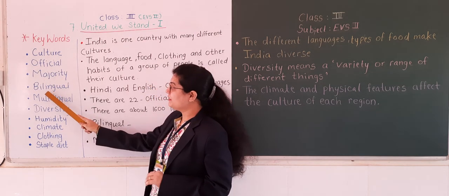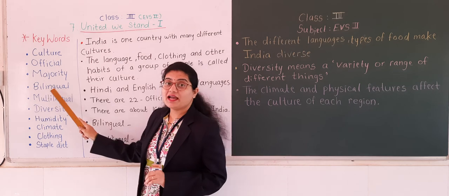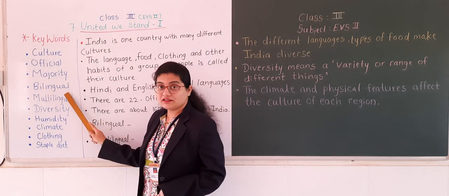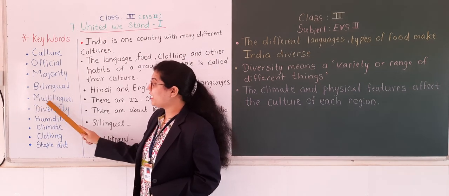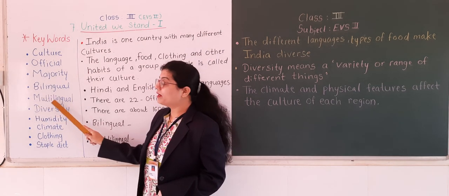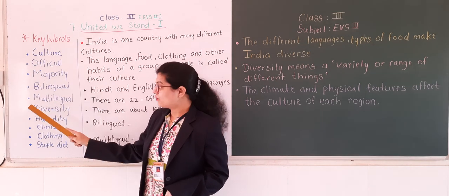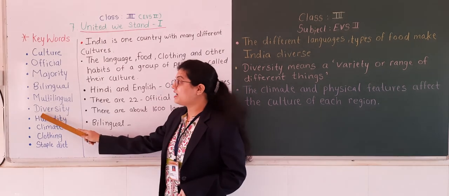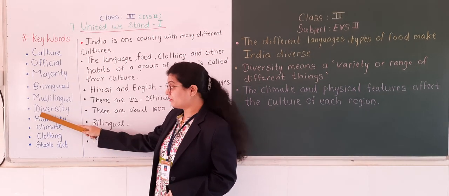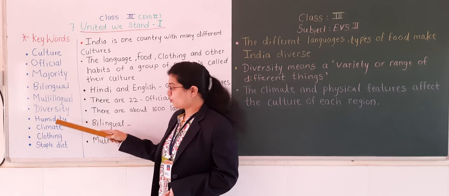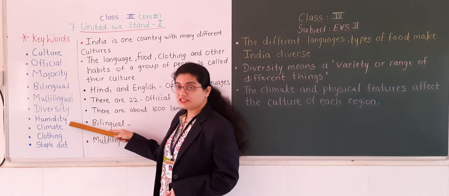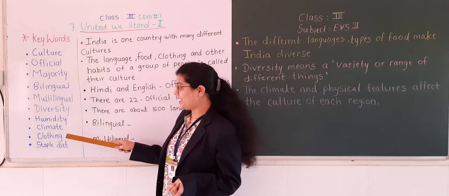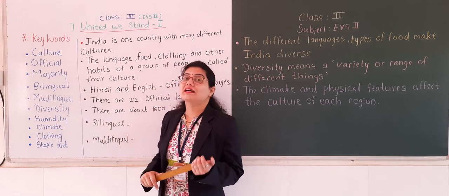Majority. Then here we have word bilingual. What is the next word? Bilingual. Then we have here next word as multilingual. What is the word? Multilingual. Then diversity. Here we have word diversity. Okay. Here humidity. What is the next word? It's humidity.